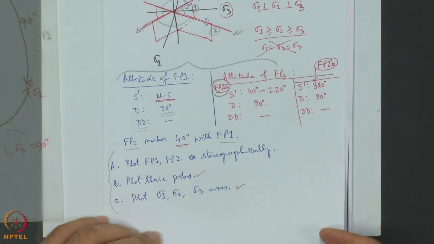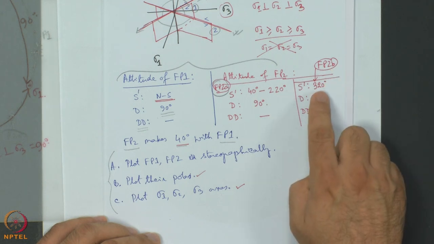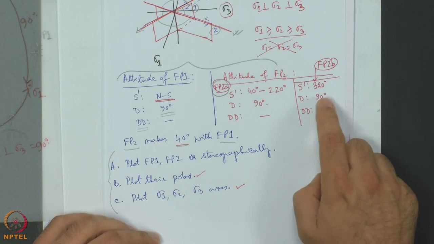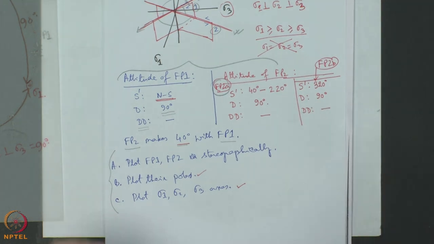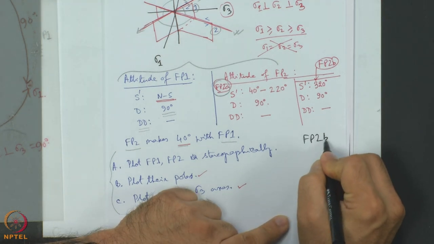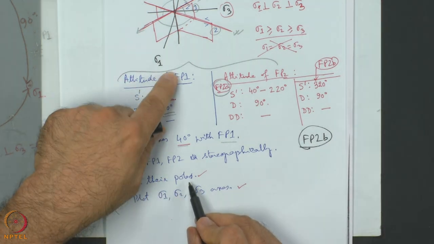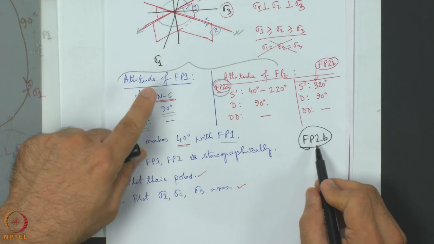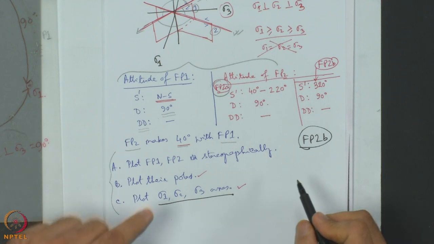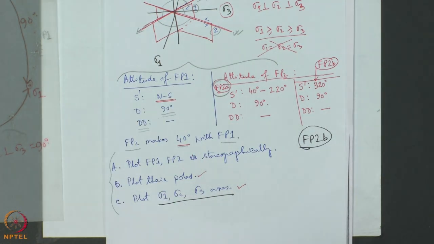This was the second possibility, that the strike was not 40 degree. For the FP2B case the strike can be 320 degree. Dip remains 90 and dip direction is not defined since the plane is vertical. Now, we are going to plot, in a fresh tracing sheet, FP2B. Then we will plot their poles, FP1's poles and FP2B's poles, and we will also plot the sigma 1, sigma 2 and sigma 3 principal stress axis from FP after plotting FP1 and FP2B.